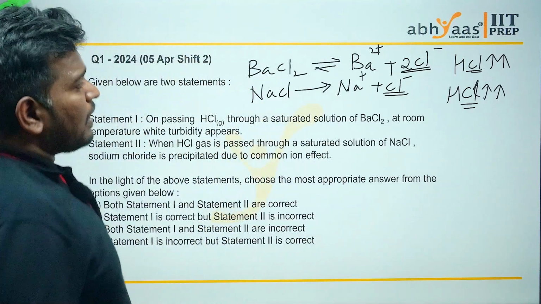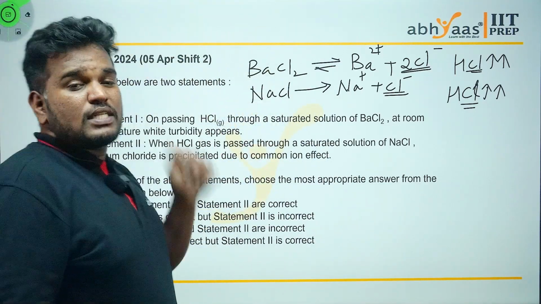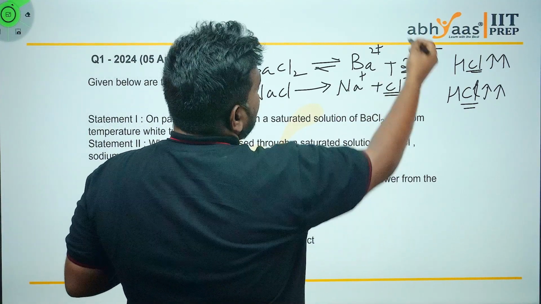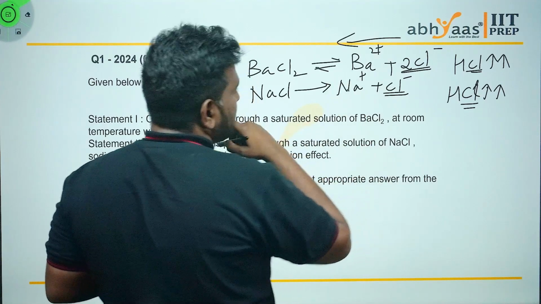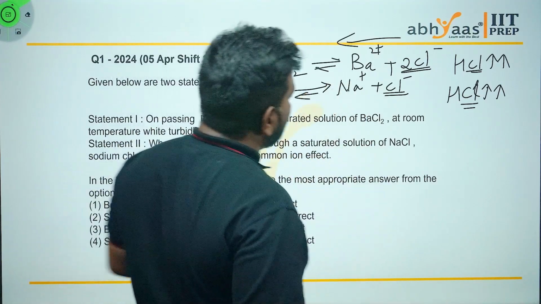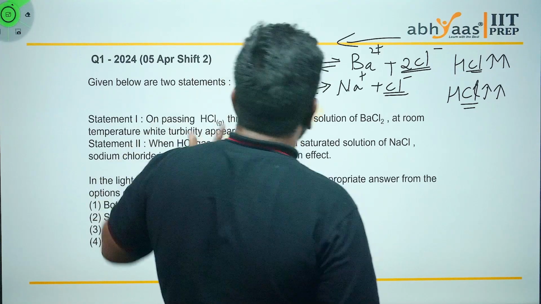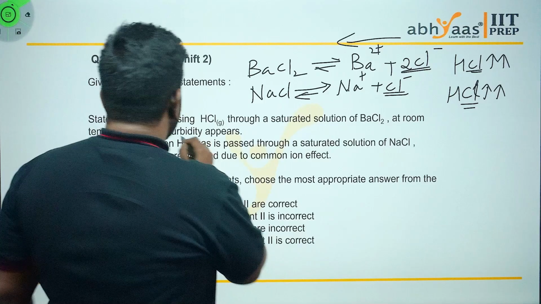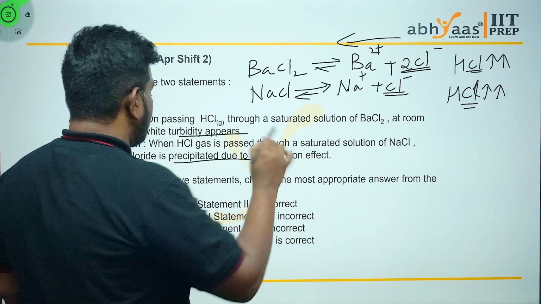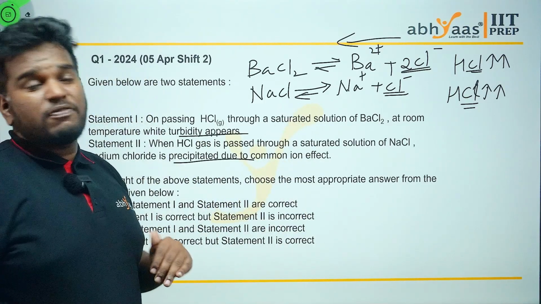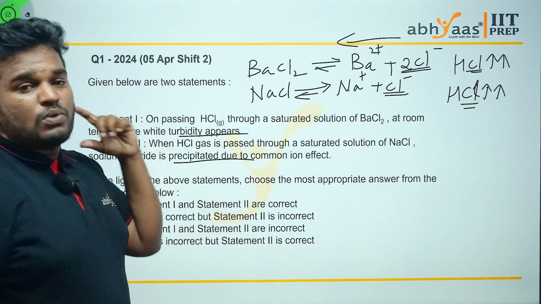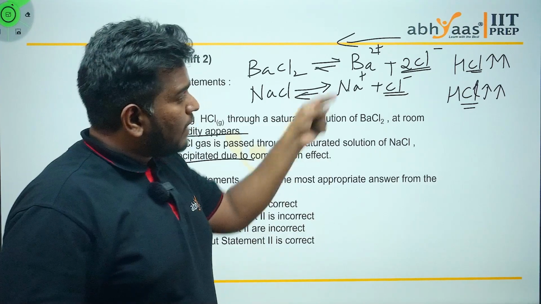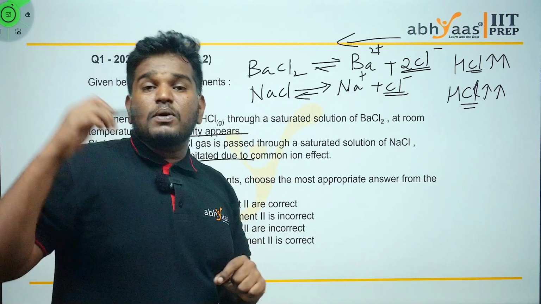Because of that reason, what will be happening? The Cl- concentration will be increasing, and now the reaction will be happening in the backward direction, right? So the amount of Ba and Na will be increasing, and because of that, here turbidity appears and here precipitate will be formed. That means precipitate will be formed because of the backward reaction. So what is the reason? Because the concentration of Cl- has increased as we have added HCl. So it is actually because of common ion effect.